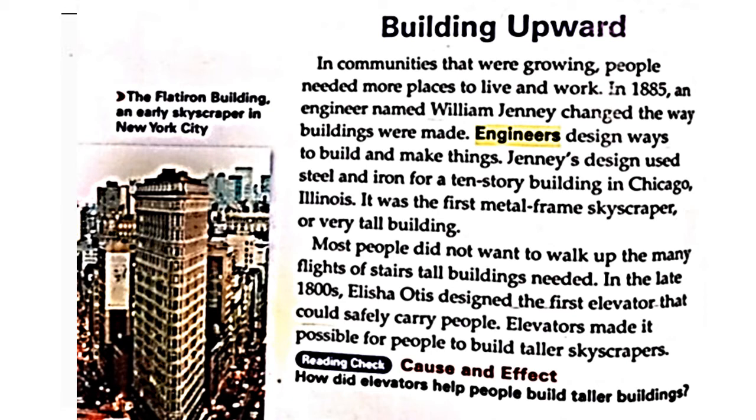Most people did not want to walk up the many flights of stairs tall buildings needed. In the late 1800s, Elisha Otis designed the first elevator that could safely carry people. Elevators made it possible for people to build taller skyscrapers. So, cause and effect. You need to ask yourself, a reading check, how did elevators help people build taller buildings? Well, the answer is, now it was easier for people who did not want to walk up all those flights of stairs, and these elevators would just carry them safely to the upper, higher floors of the building.